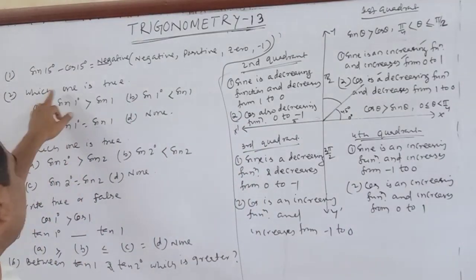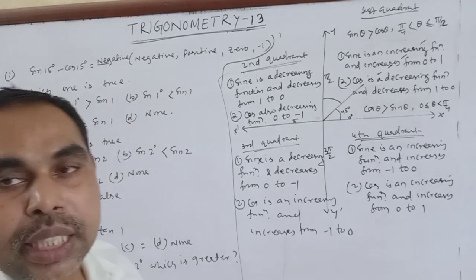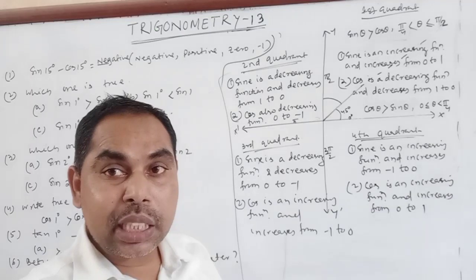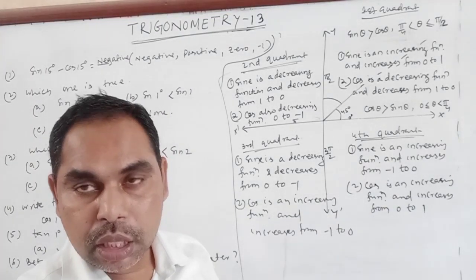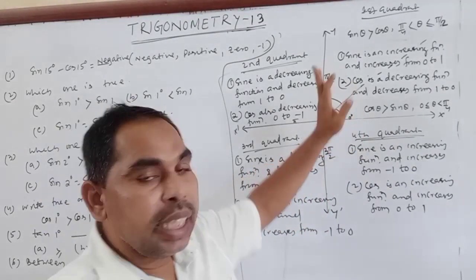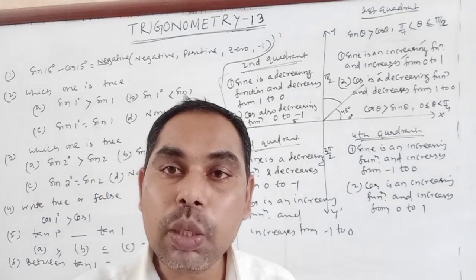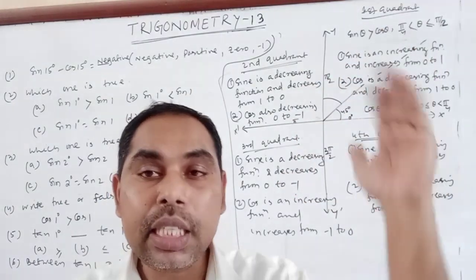Next, which one is true? Sin 1 degree and sin 1. Here 1 means 1 radian. So 1 radian means nearly 57 degrees and 17 minutes. Okay, so since sin is an increasing function, sin 1 degree is less than sin 1, because sin is increasing in 0 to 90.